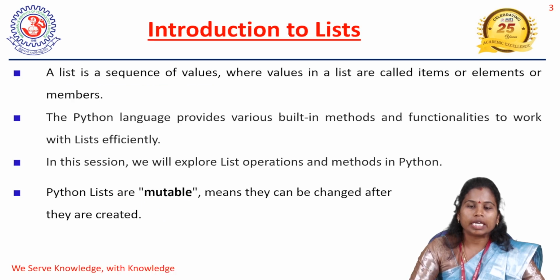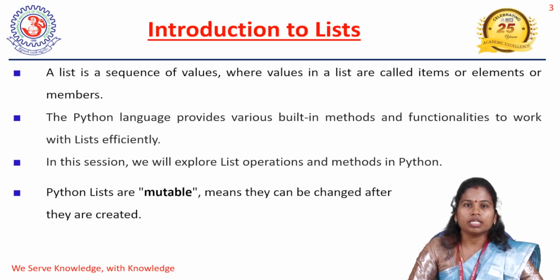Now coming to the introduction to the list concept. Actually, list is a sequence data type. Here values are stored in a sequence order. Each and every element in the list is called an item, element, or member. Here elements follow some properties. Those properties we will discuss in the next slide. Python provides various built-in functions and methods. Because of these functions and methods, we can use lists very efficiently. In this session, we will explore list operations and methods.